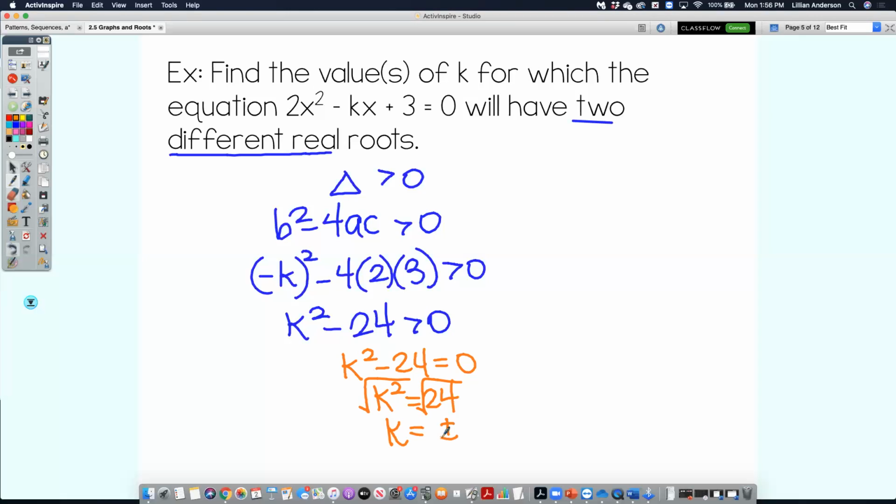Now, the square root of 24 can break down to be what? Simplify that radical. What 2 numbers multiply to give you 24? 4 and 12. Not 12, my bad, 6. 4 and 6. 4 is a perfect square, is it not? Yes. So then it becomes 2 square root of 6.